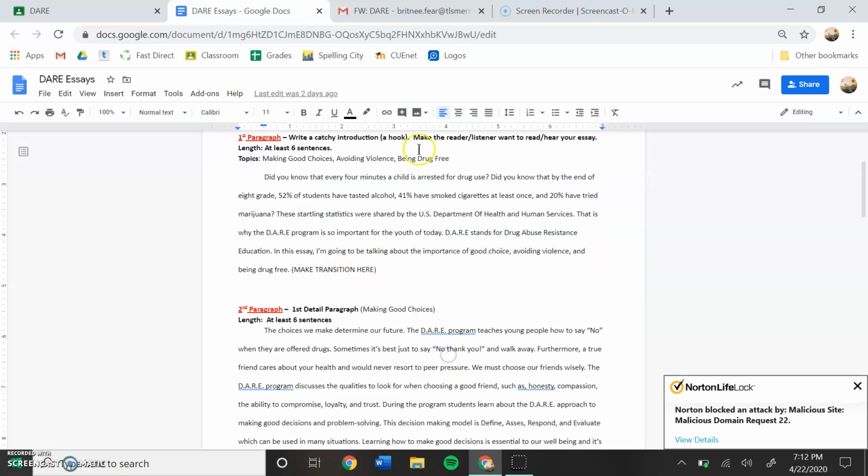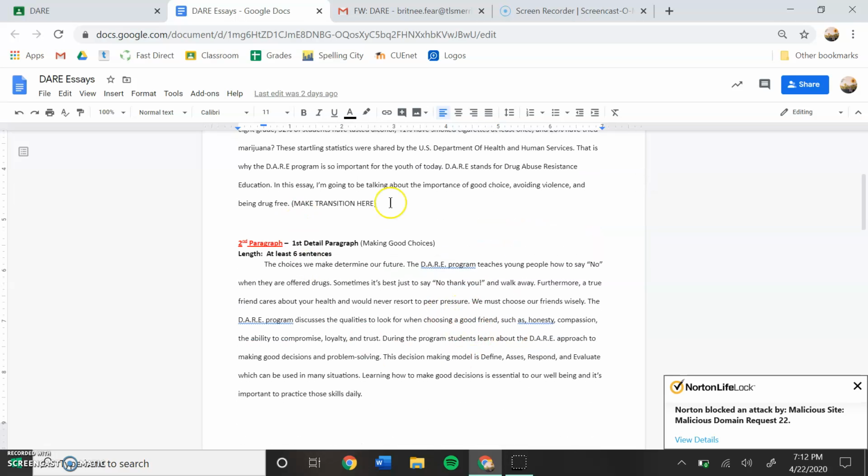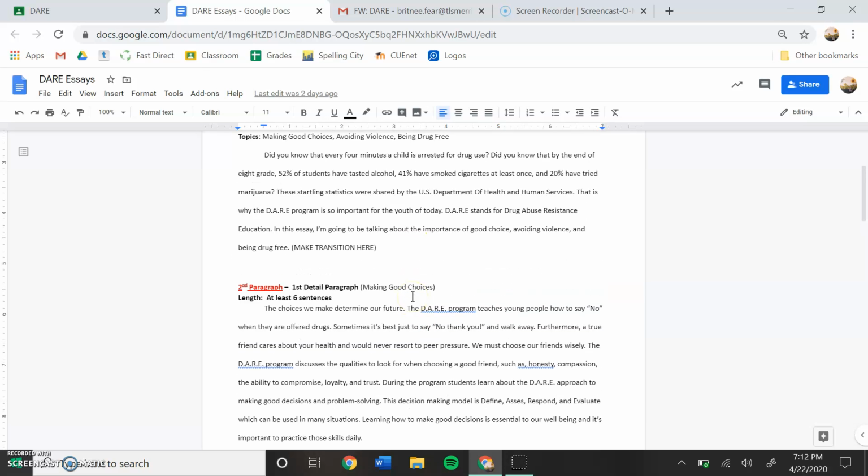Then you're going to read your second paragraph. So you're just going to go through, make sure that everything looks nice and dandy, and then you're going to read through your second paragraph as well. So my second paragraph, I know it talks about making good choices because I noted that for myself right here. So I know that I am transitioning from my introduction paragraph to my paragraph about making good choices. So for my introduction paragraph, I might want to put something like this.